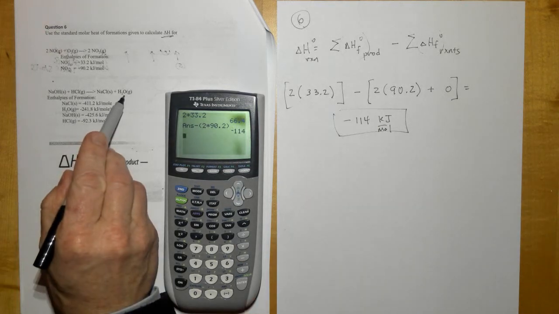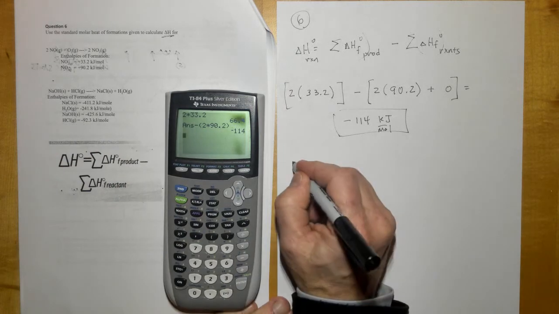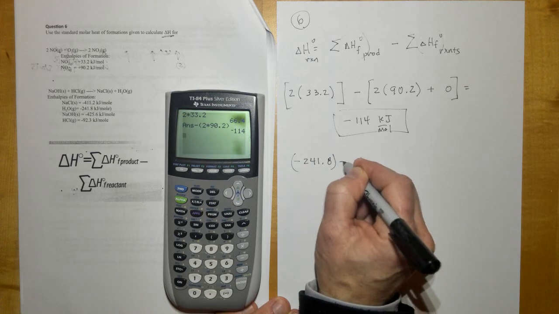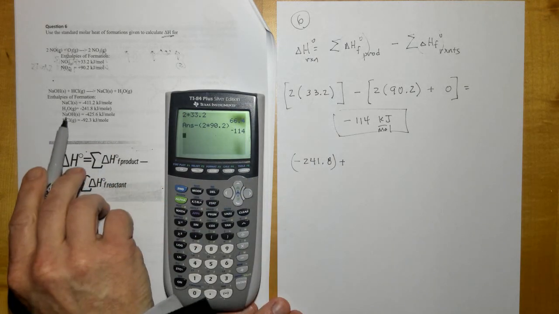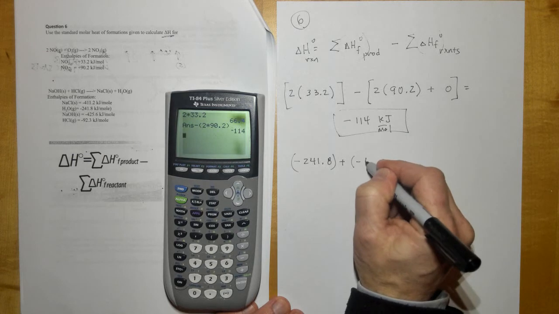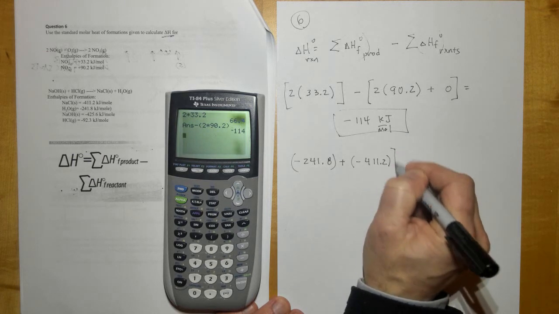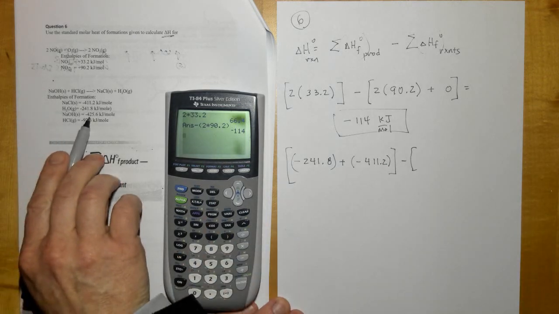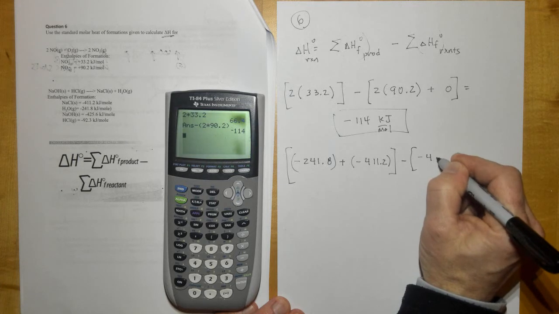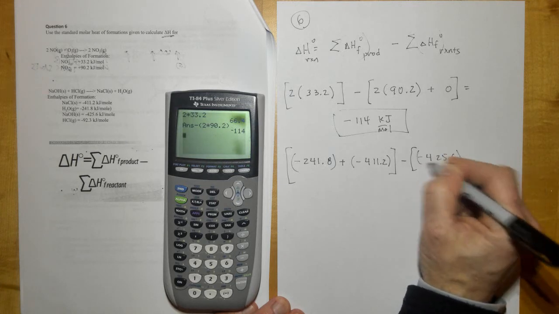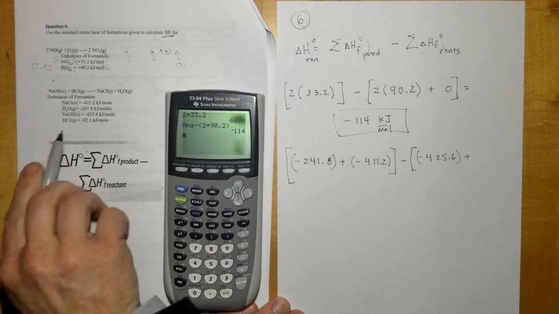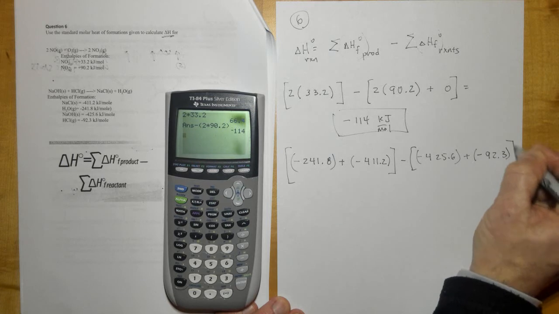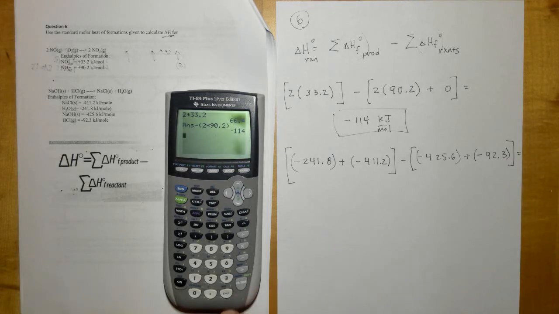Products, H2O gas. So H2O gas is negative 241.8. There's only one of them. Plus NaCl solid, which is negative 411.2, minus the reactant NaOH solid, which is negative 425.6, plus HCl gas, which is negative 92.3 kilojoules per mole. All right, let's do that on the calculator.